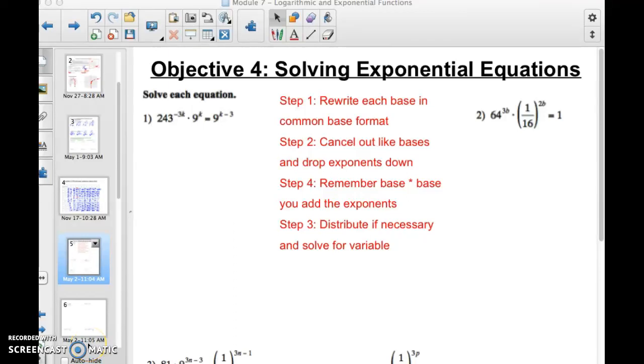Number 4, solving exponential equations. I put the steps that I'm going to take in order to solve an equation for you in red right there. I'm going to do number 1. I'm going to ask you to pause the video and try number 2 on your own to check your understanding.